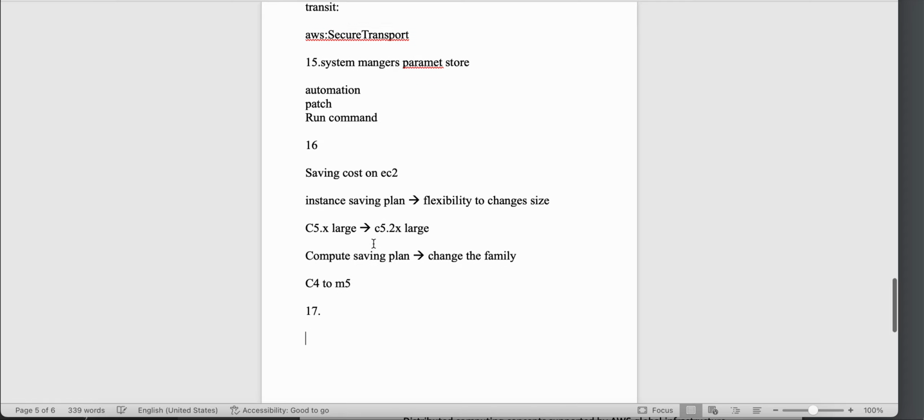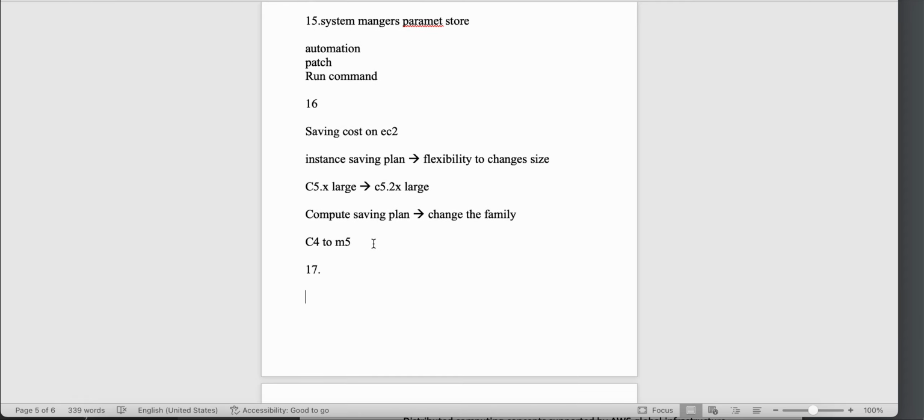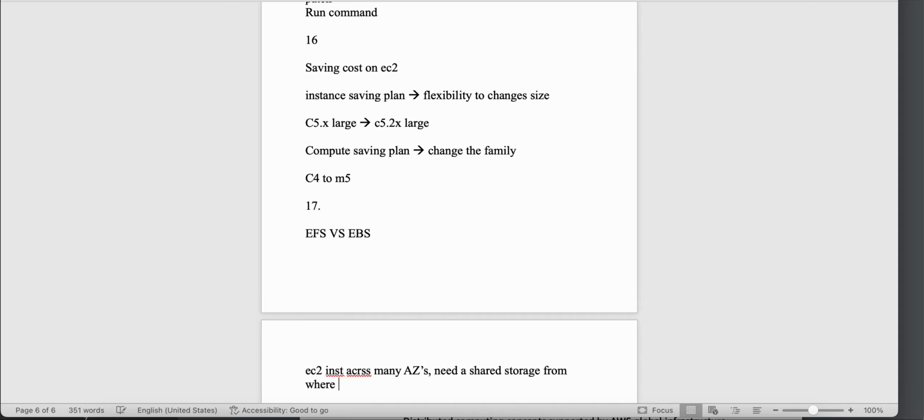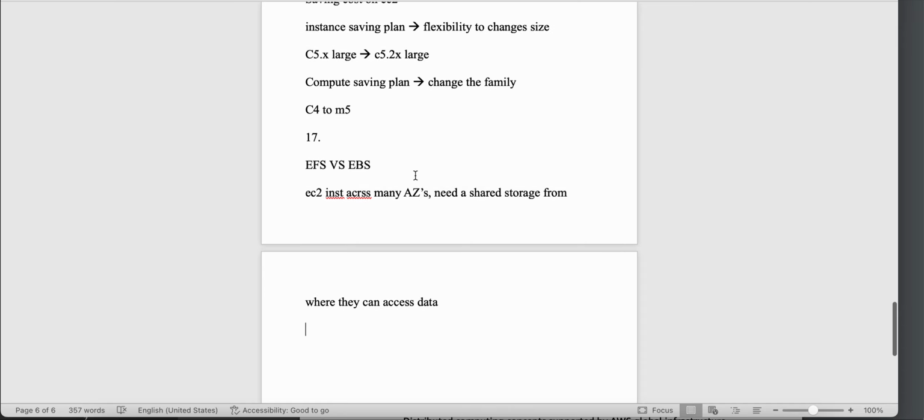Last thing that I remember is basically it's EFS versus EBS. Now the question is something like that. There are EC2 instances across many AZs, and they need a shared storage from where they can access data. So which storage should the architect use? One would be EBS, one would be EFS, S3.